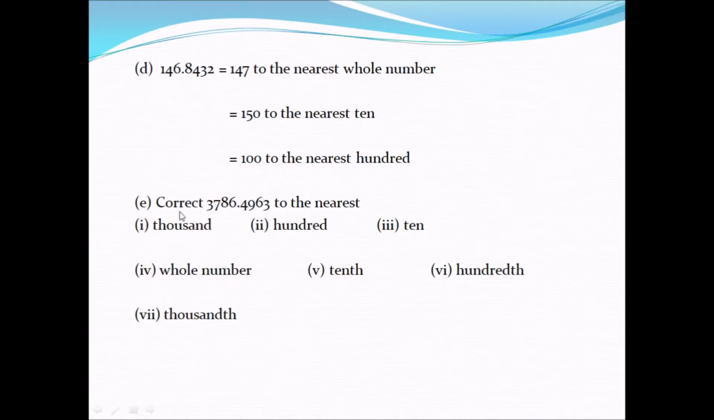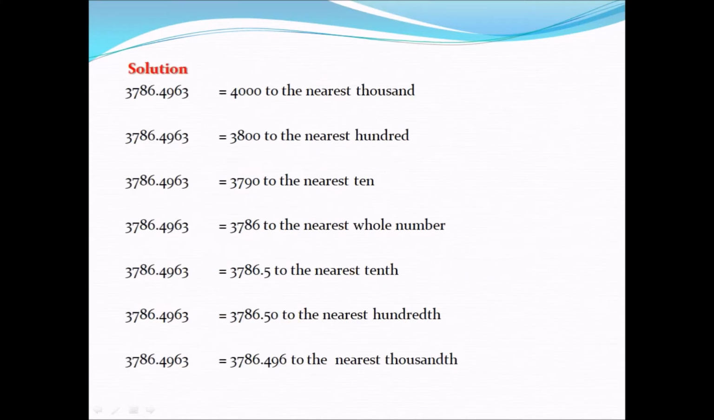Now number E, correct 3786.4963 to the nearest 1000, 100, 10, whole number, tenth, hundredth, and thousandth. So let's look at this one by one. To the nearest 1000, you will know this is 3700. So is it nearer to 3000 or is it nearer to 4000? 3786 is nearer to 4000, so you put 4000. You remove the whole decimal because it's telling you that it's nearer to the 1000.